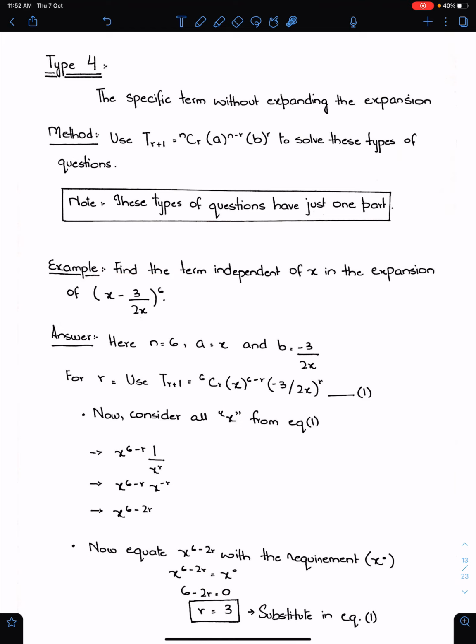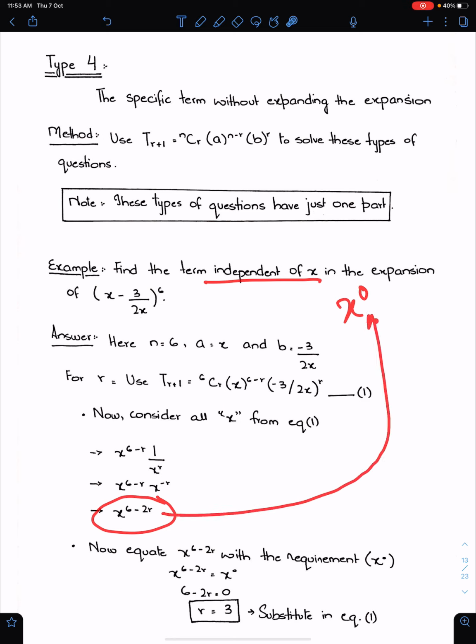This is very simple. You just need to substitute all the values, like value of a, n, a, b into this formula to get the value of r. You just need to consider x from this. When you consider only x from this, you will get x power 6 minus 2r. Now you should equate this with the requirement, which is independent of x, means x power 0. So when you equate this with x power 0, you will get the value of r.